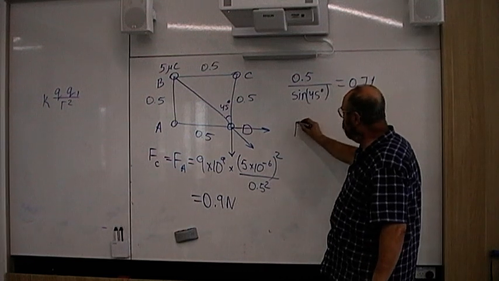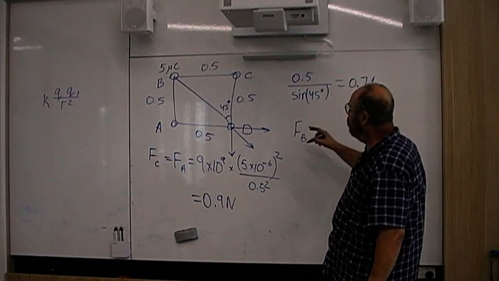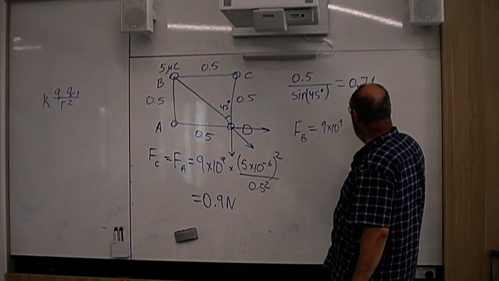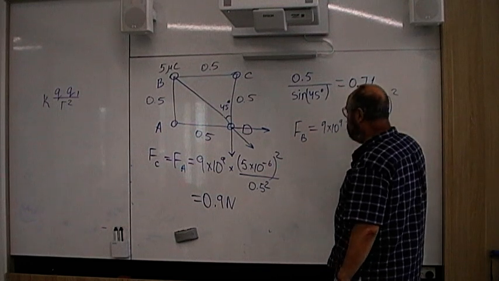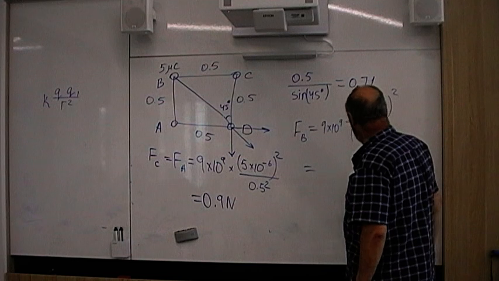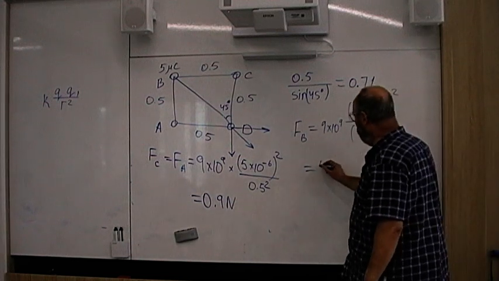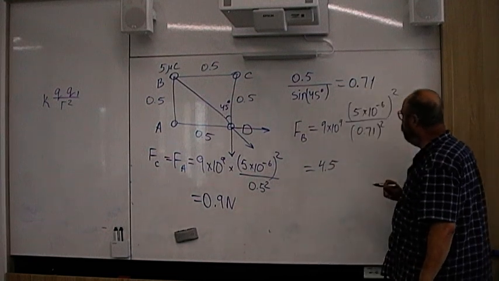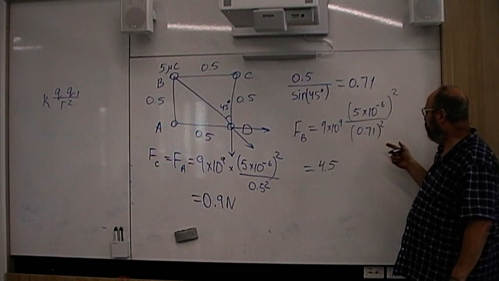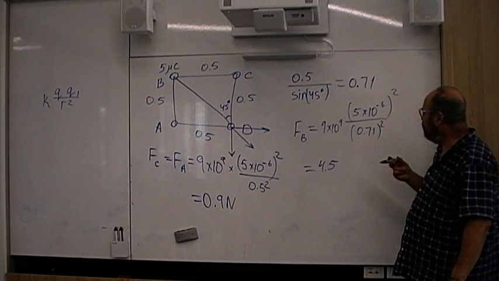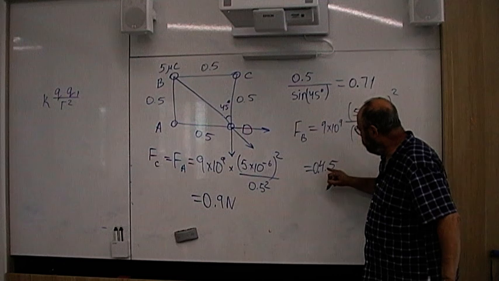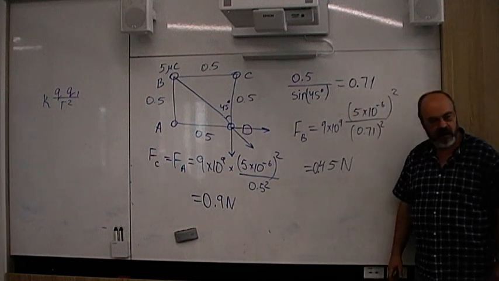So now the force that B exerts equals 9 times 10 to the power of 9, the same charges, 10 to the negative 6 squared, divided by 0.71 squared, which is 0.5. It will be 4.5, no, 0.45 newtons. Yeah, 0.45 newtons. Make sense?